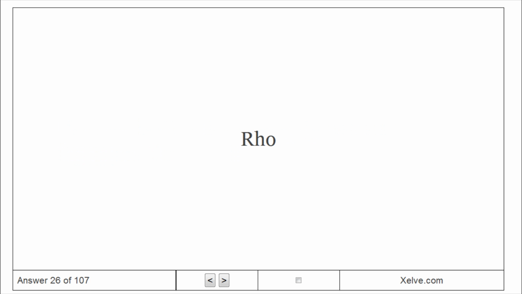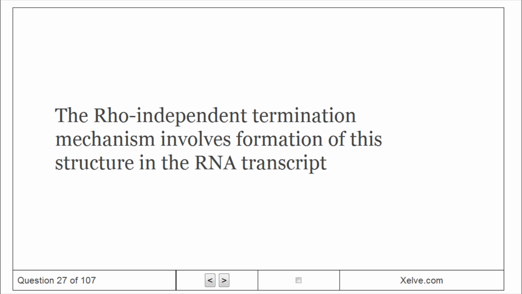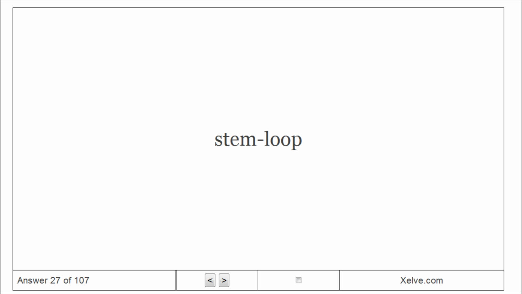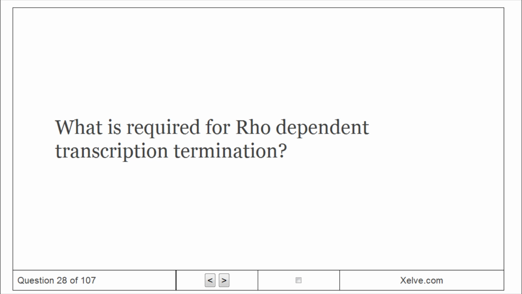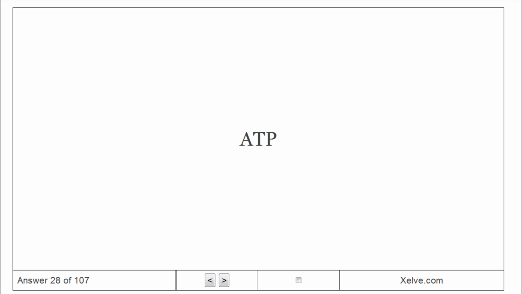Rho. The Rho-independent termination mechanism involves formation of this structure in the RNA transcript. Stem loop. What is required for Rho-dependent transcription termination? ATP.